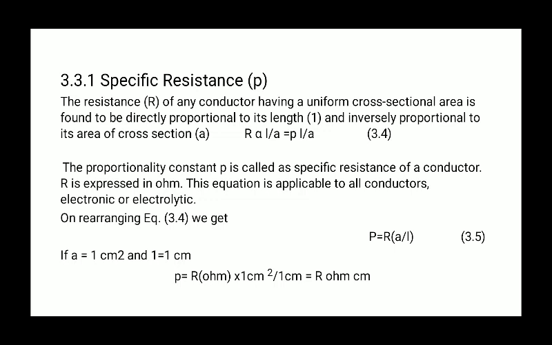On rearranging this equation, if A is equal to 1 centimeter square and L is equal to 1 centimeter, then rho is equal to R into A upon L. Then R is in ohm, area is in centimeter square and length is in centimeter. So centimeter in the denominator and centimeter in the numerator cancel, what remains? Ohm centimeter. The value rho is a characteristic property of the conductor and depends upon the nature of the conductor. Specific resistance is the resistance offered by a material 1 centimeter in length and having area of cross section 1 centimeter square.